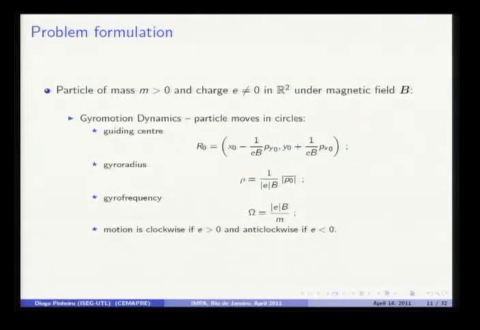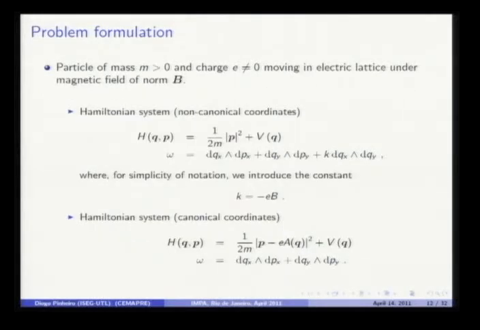So the system is no longer Anosov, even if it's Anosov in the limit of very large energies or very small magnetic fields. Okay, so now what we do is we introduce this interaction potential, V.